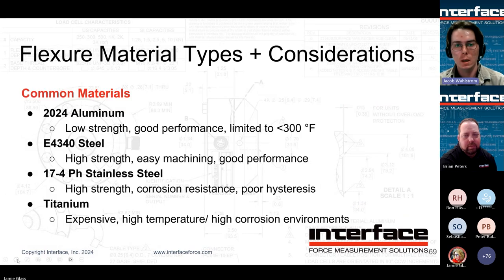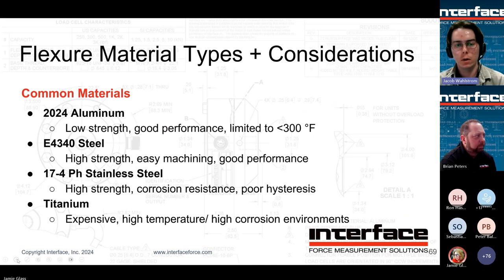Next slide, please. All right, and so we'll talk about flexure material types real quick. Obviously, one of the main things to consider here is the strength of the material and the capacity that you're trying to measure. So you're going to see we use 2024 aluminum. It's low strength, but it's a good performing, very low hysteresis material. However, it is limited to around 300 degrees because that's when the aluminum starts to temper again.